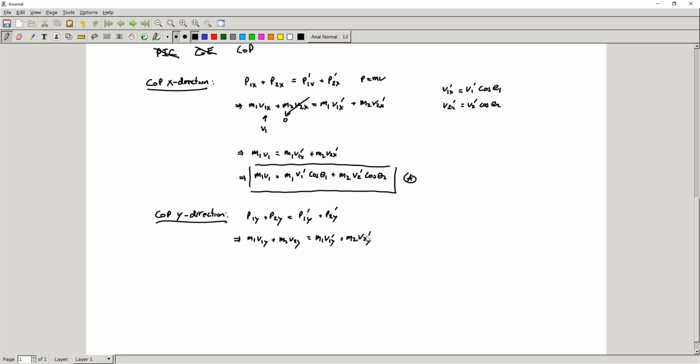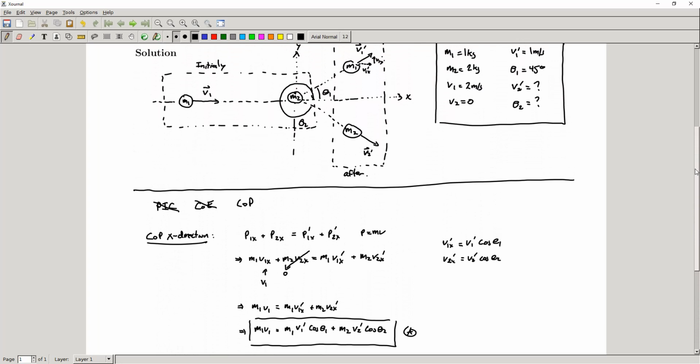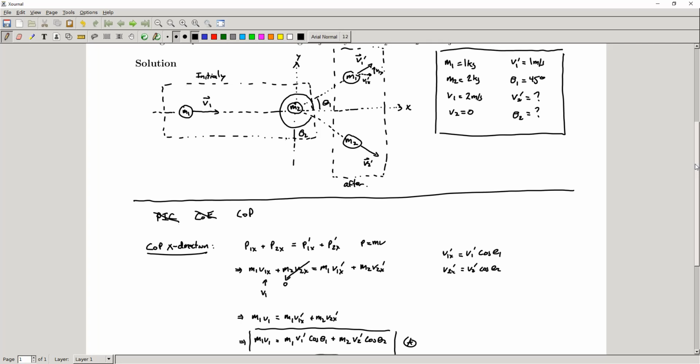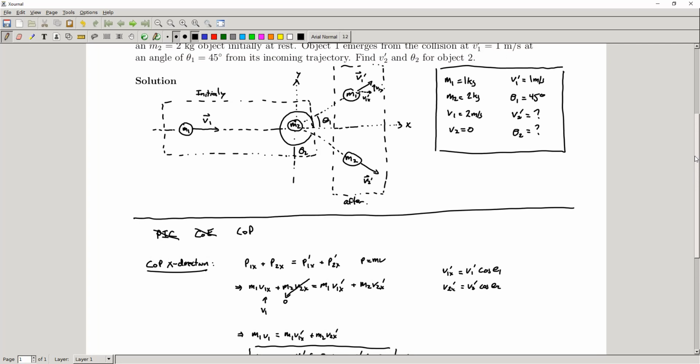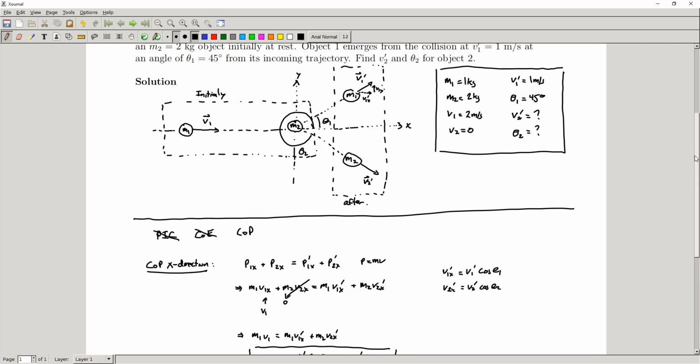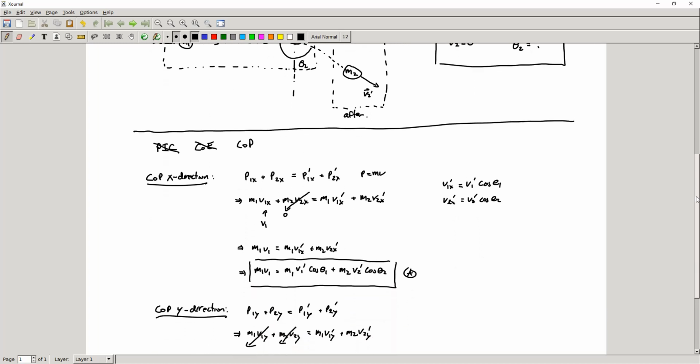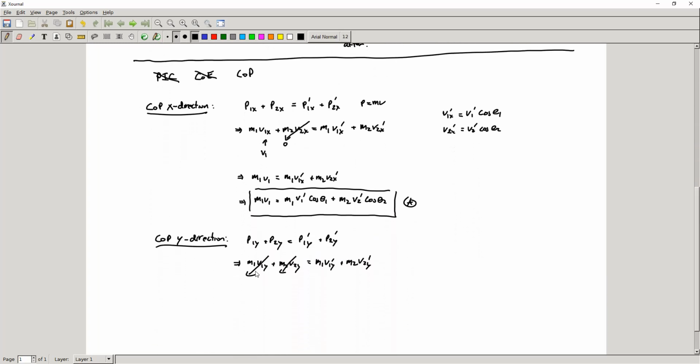Except that we can cancel both of these terms off. Why? Because we know that mass 2 is not moving at all, and there's no y component to its initial momentum. But m1 also has no y component to its initial momentum. We kind of set up the problem so that its initial trajectory is directly along the x-axis. So by design, there is no y portion to its velocity or its momentum, right? So both of these terms are 0.